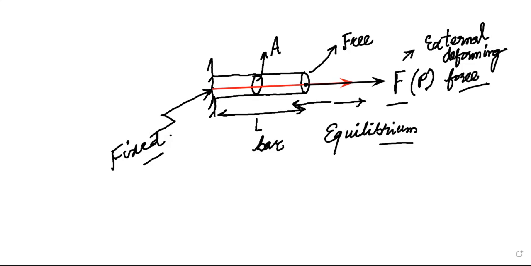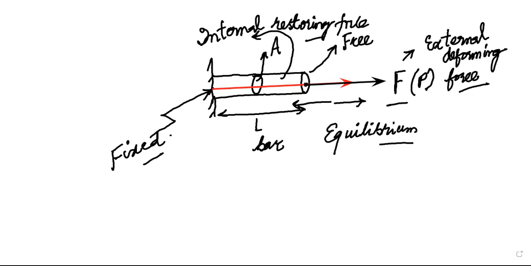Fine, now in response to the external deforming force, the machine element sets up what we call the internal restoring force. This is the property of every machine element, the property of materials. Once you apply the external deforming force, the machine elements try to create internal forces that try to restore the machine element back to their original configuration.